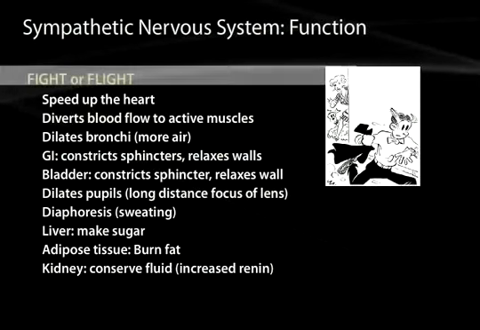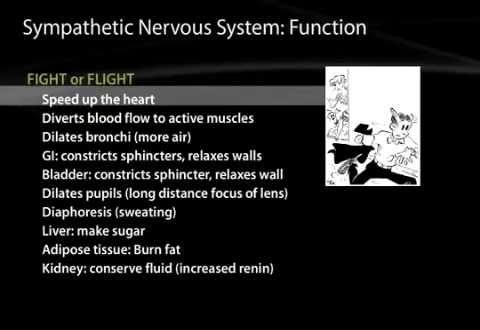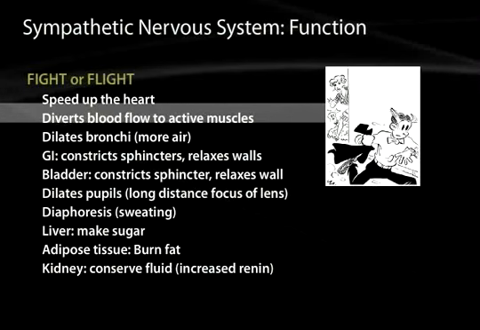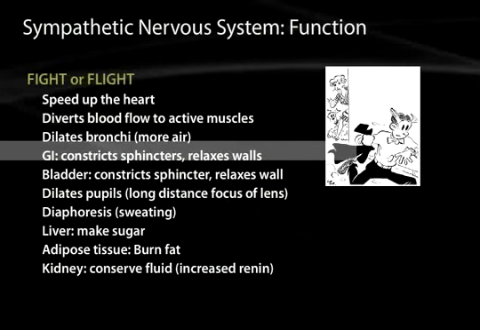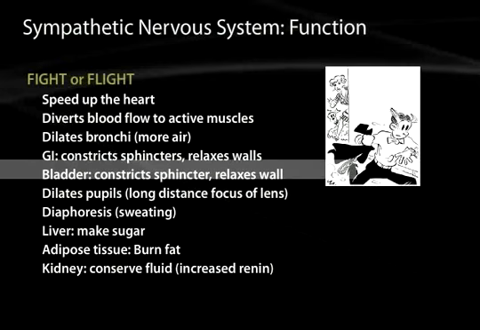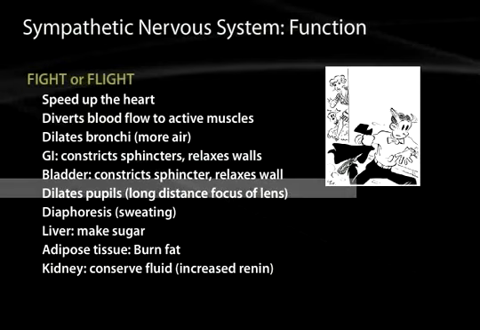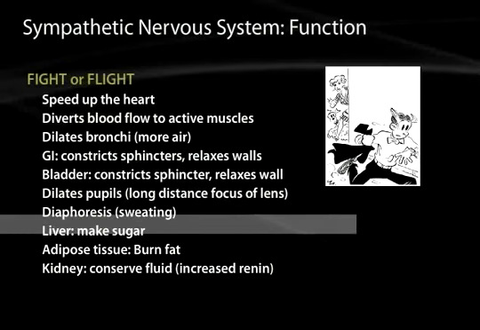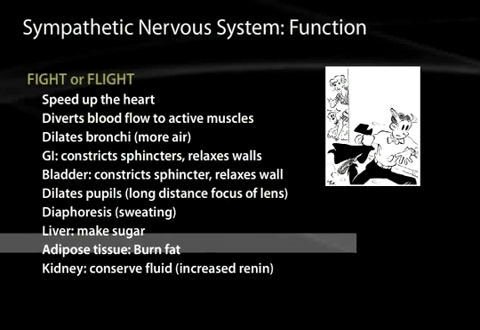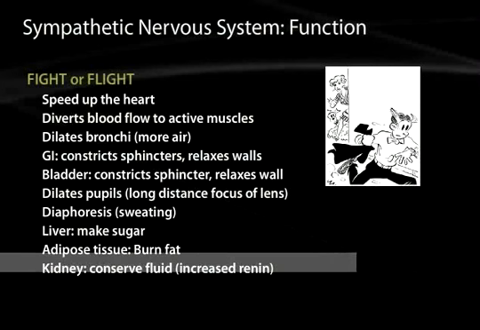The sympathetic nervous system is also thought of as the fight or flight system. This speeds up the heart, diverts blood flow to active muscles, and dilates the bronchi to allow for more air. In the GI system, it will constrict sphincters and relax walls. In the bladder, it will constrict the sphincter and relax the wall. It will dilate the pupils. It causes diaphoresis, or sweating.